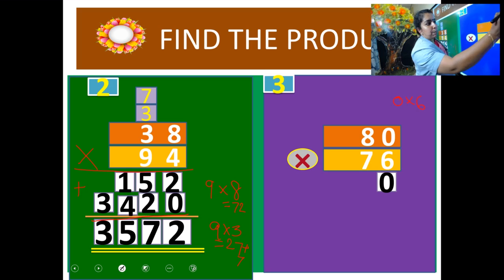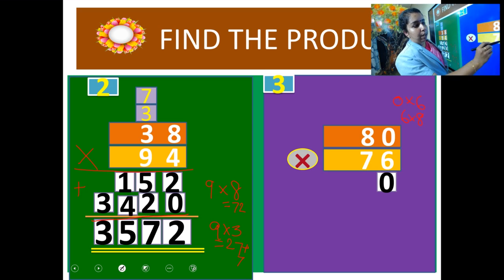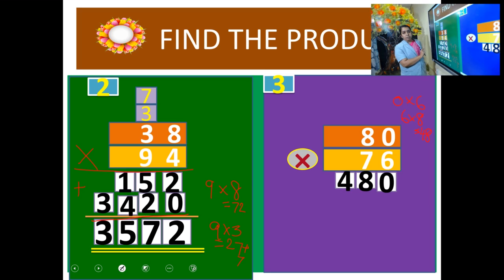Multiply 6 in the ones place by the digit 8 in the tens place of the first number. 6 8s are, very good, 48. Then what do you write? 8 in the tens place and 4 in the hundreds place.